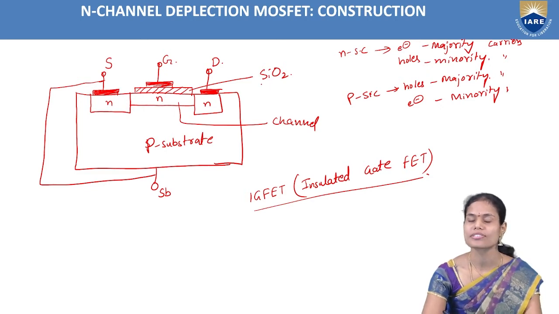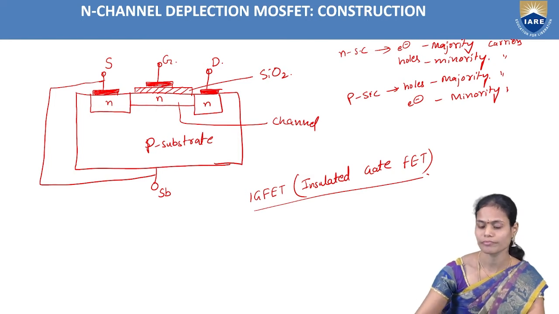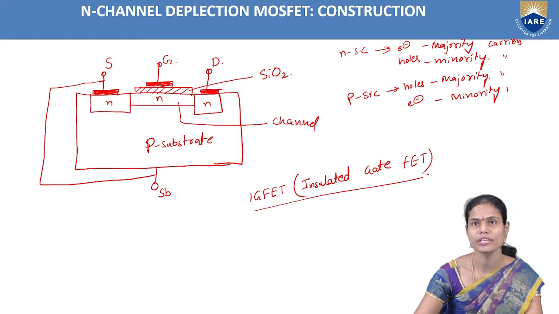If we take the junction field effect transistor, we don't have any silicon dioxide layer. If the silicon dioxide layer is not present, this structure belongs to the JFET. But here we are making the MOSFET, so we have to add the silicon dioxide layer. This is the construction of the N-channel MOSFET.